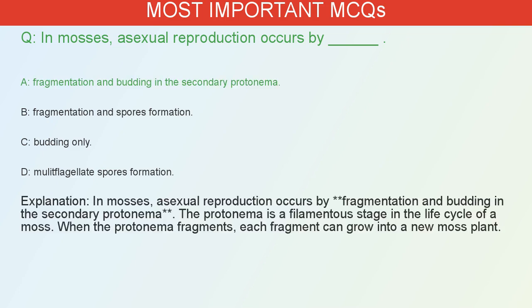The correct answer is A. In mosses, asexual reproduction occurs by fragmentation and budding in the secondary protonema. The protonema is a filamentous stage in the life cycle of a moss. When the protonema fragments, each fragment can grow into a new moss plant.